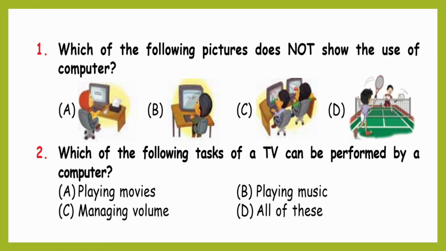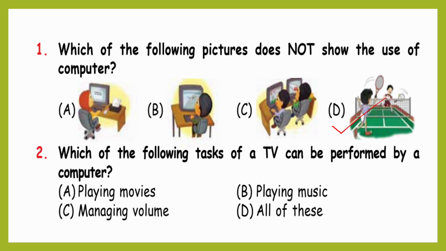Which of the following pictures does not show the use of computer? You have been given 4 options. So the answer is option D. In option D, kids are playing a badminton game without using a computer. So the correct answer is option D.